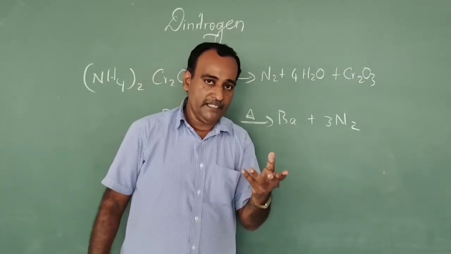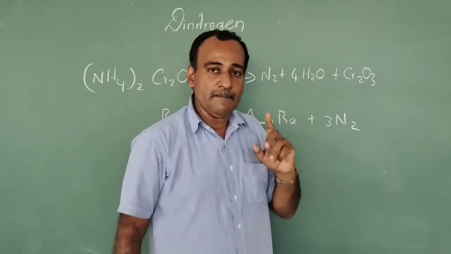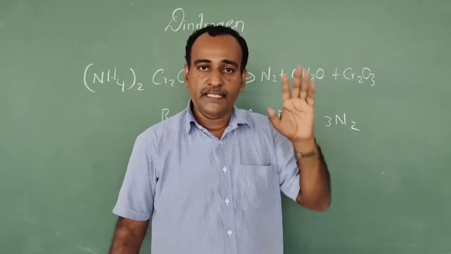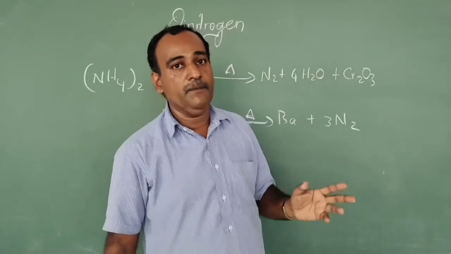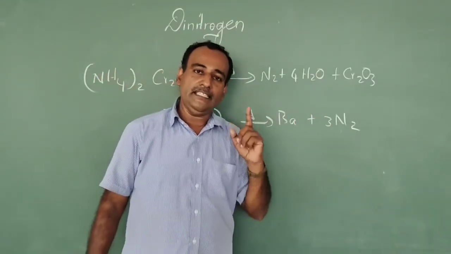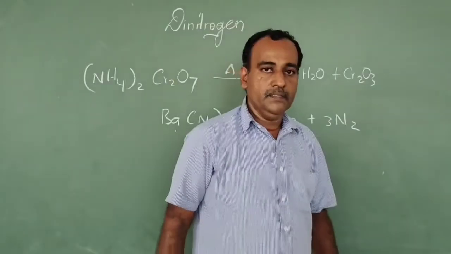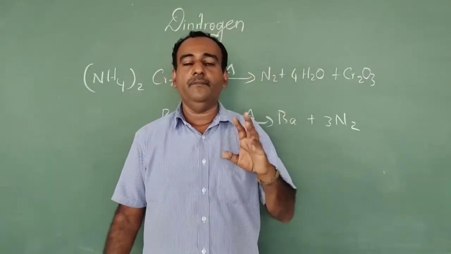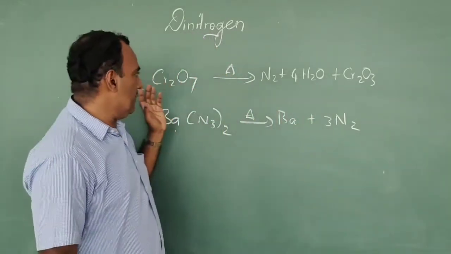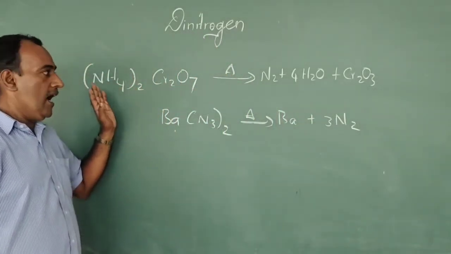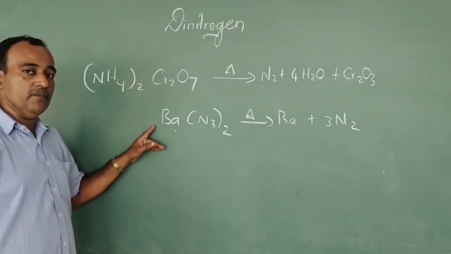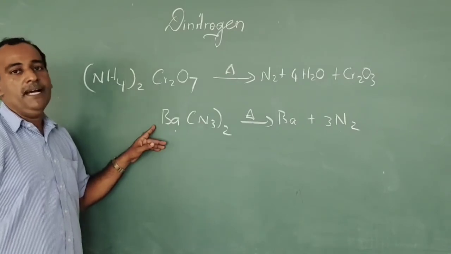What about the preparation of nitrogen? Commercially, it is prepared by subjecting atmospheric air to liquefaction as well as fractional distillation. Also in the laboratory, it is prepared by treating aqueous ammonium chloride with sodium nitrite. It is also prepared by the thermal decomposition of ammonium dichromate as well as thermal decomposition of either barium or sodium azide.